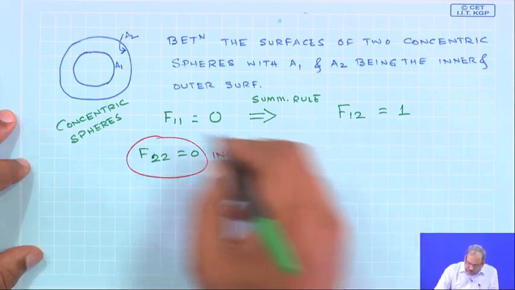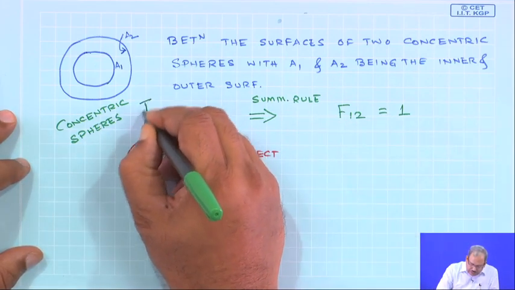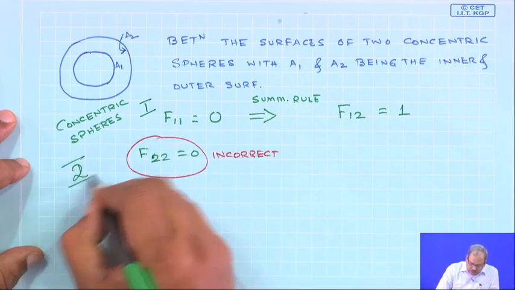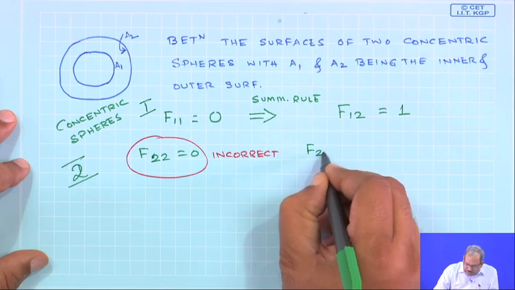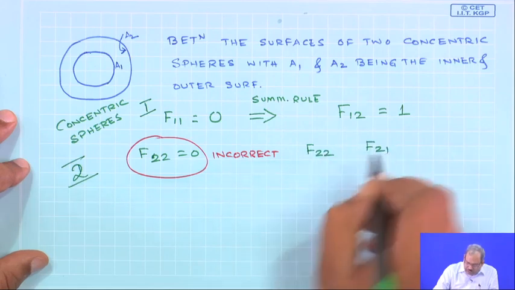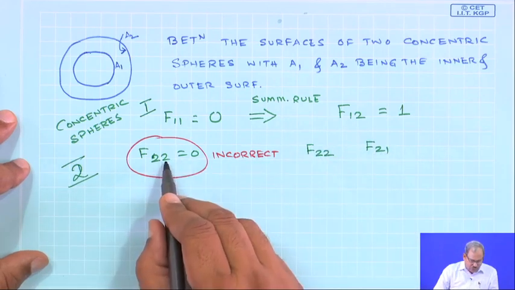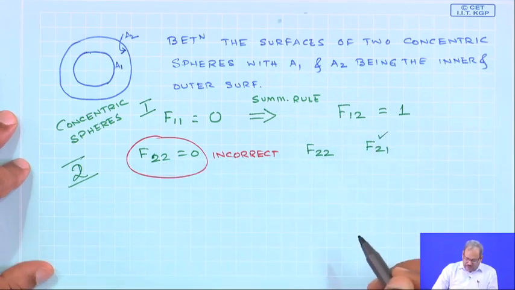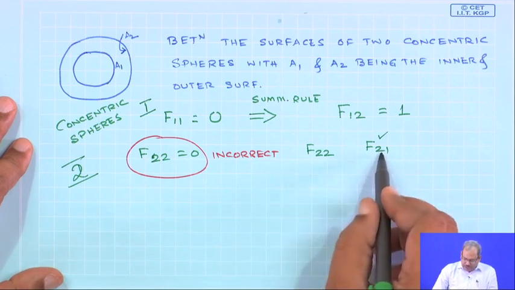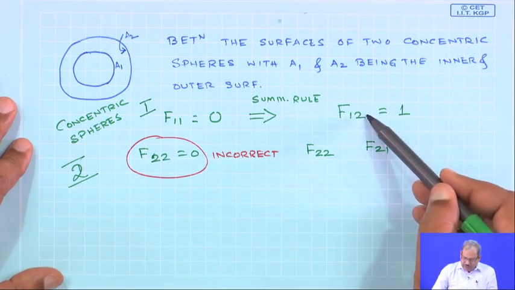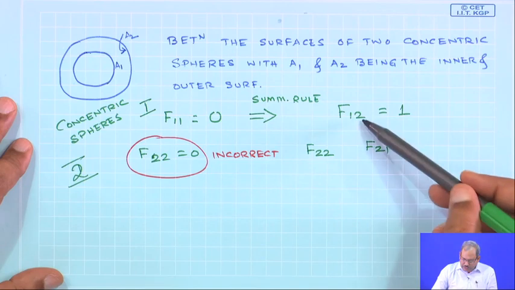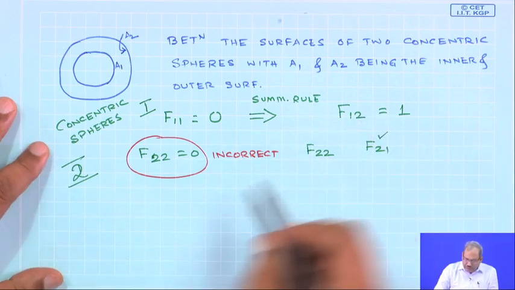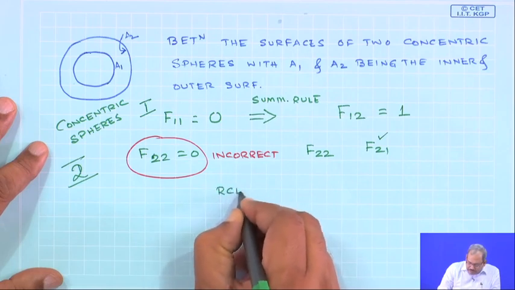So, the two view factors: this is for surface 1, and for surface 2 I need to find out what F22 and F21 are. I cannot say F22 is equal to 0, which is incorrect. So, rather I should concentrate on F21. Now, how can I find F21? I know the value of F12. So, if I know F12, then F21 can be calculated from the reciprocity relation.